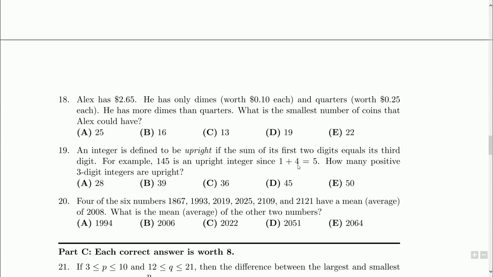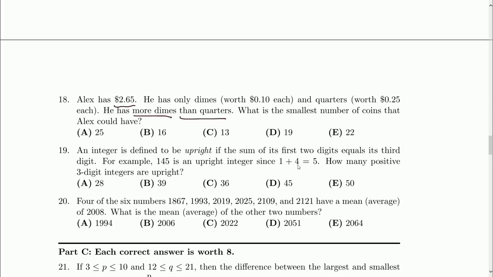Alex has $2.65. He has only dimes, which are worth 10 cents each, and quarters, which are worth 25 cents each. Okay, I guess technically this is $0.25 and $0.10, but quarters are 25 cents. He has more dimes than quarters.